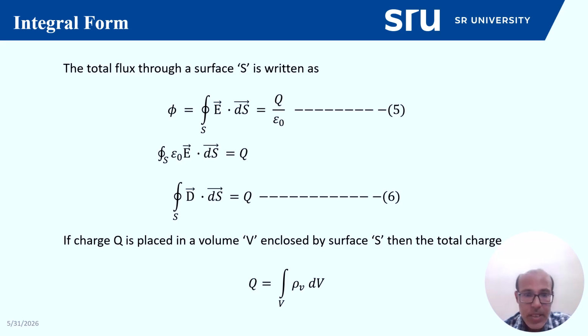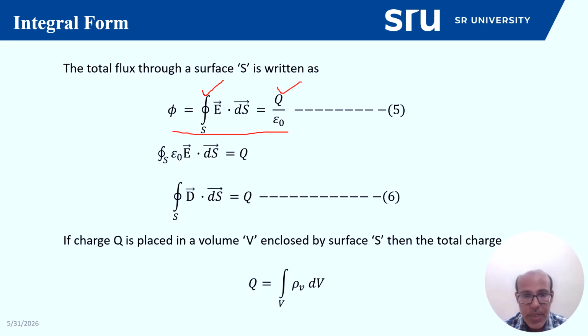Now we want to write it in the integral form. What I'm doing is, this expression is Gauss law of electrostatics, and I want to do it in the integral form. Integral means the left hand side is written with integration. The right hand side is not, so I want to convert the right hand side also into the integral form.